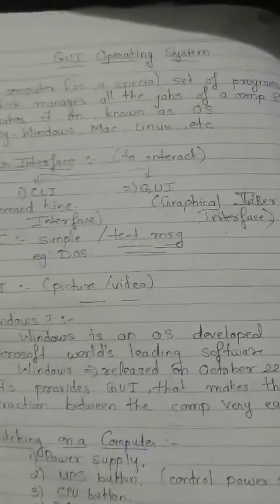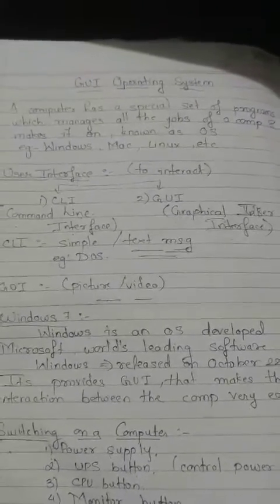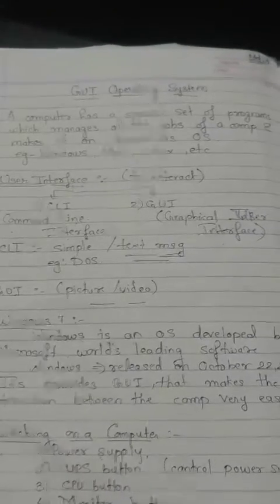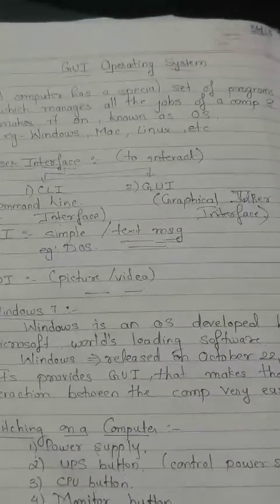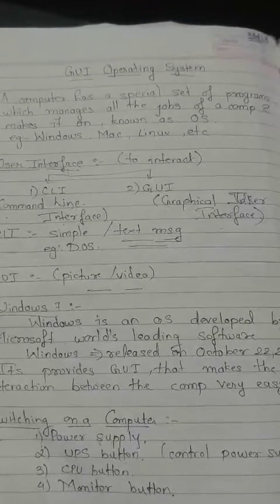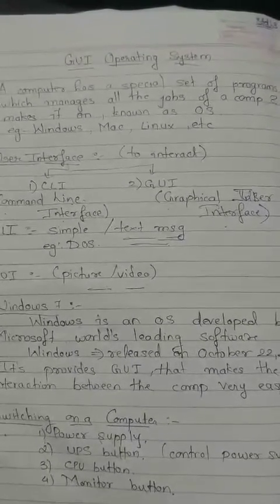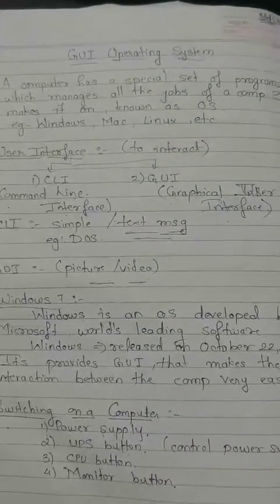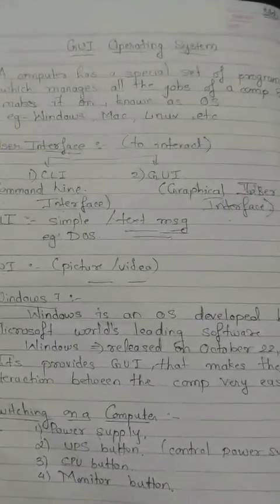First of all, what is an operating system? You have learned what an operating system is. A computer has a special set of programs which manages all the jobs of a computer, and that is known as the operating system. Examples of operating systems are Windows, Mac, and Linux.